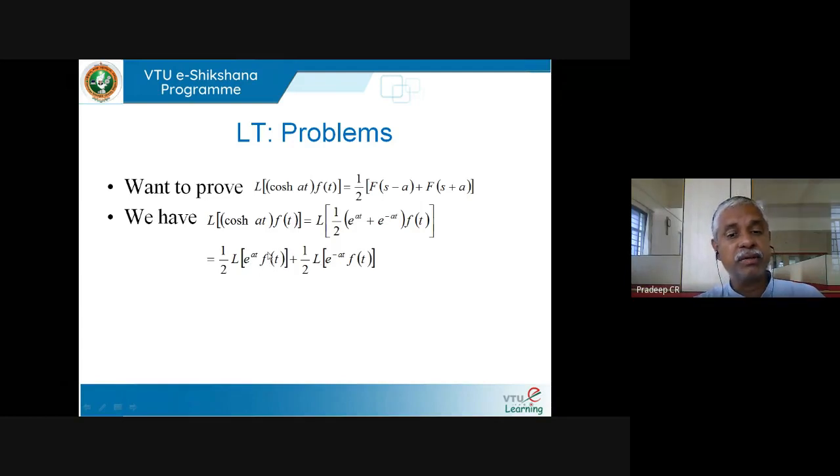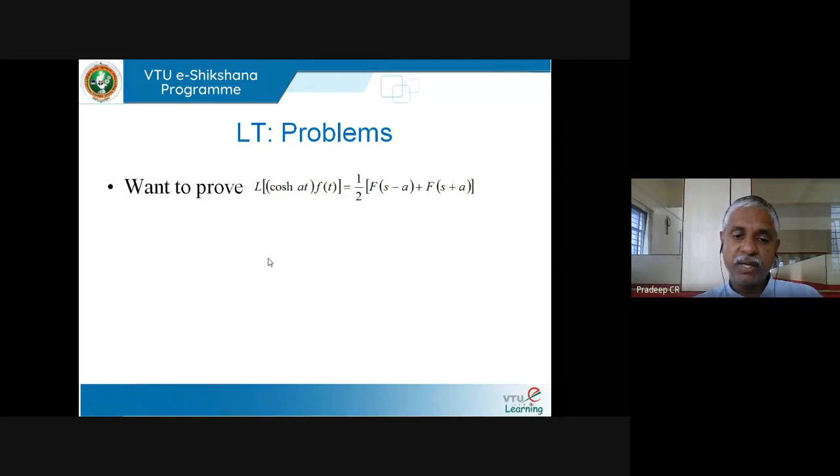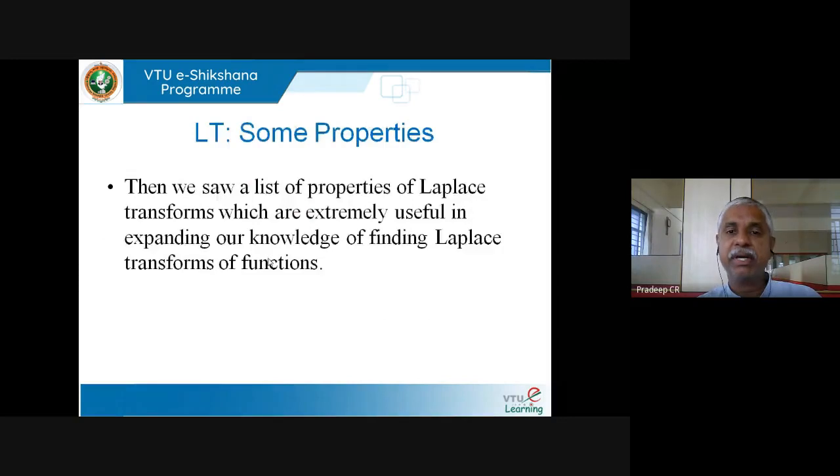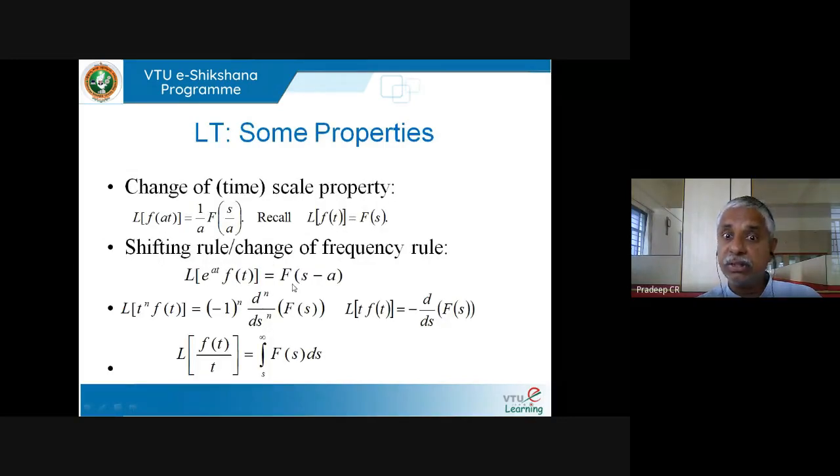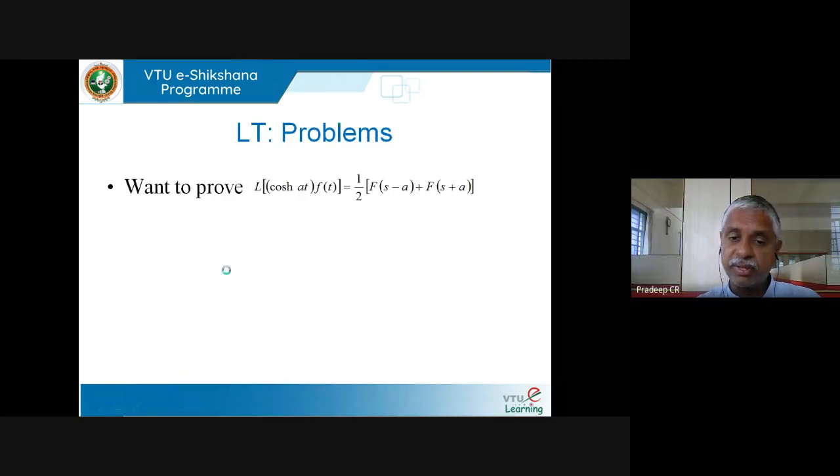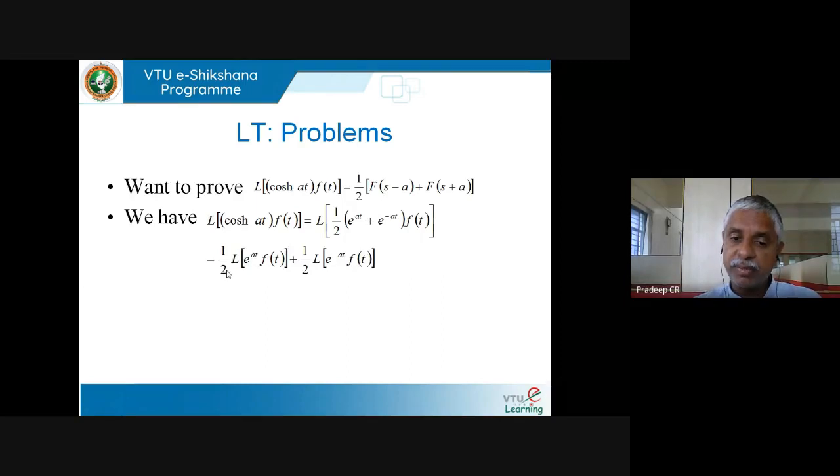Now, do I know anything about Laplace of e to the power at times f(t)? It should ring a bell. Here is the property we are looking for, which is very important. Laplace of e to the power at f(t) is capital F of s minus a. The moment you see that, you should remember: if I know Laplace of f(t), I know Laplace of e to the power at f(t). So that is what we are using here. I'm given Laplace of f(t) as capital F of s, so this is nothing but capital F of s minus a. This is directly that formula which I told you is very important. Nothing else to do.